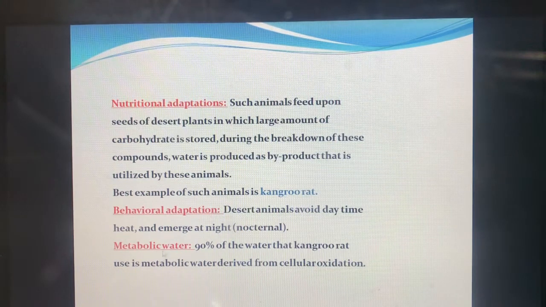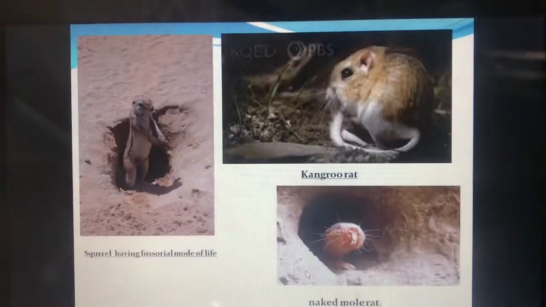Then the next one is metabolic water. 90% of the water that the kangaroo rat uses is metabolic water, which is derived from the cellular oxidation process, and that is utilized by the kangaroo rat.